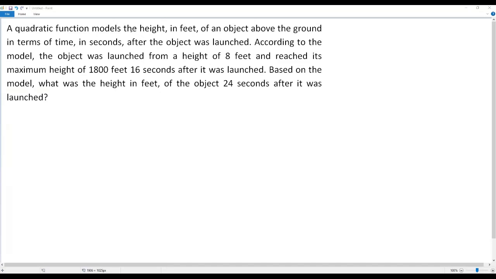Here we have a SAT math problem. Okay, let's go to the question. A quadratic function models the height in feet of an object above the ground in terms of time in seconds after the object was launched.